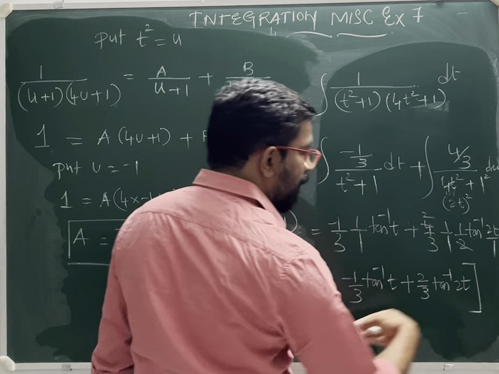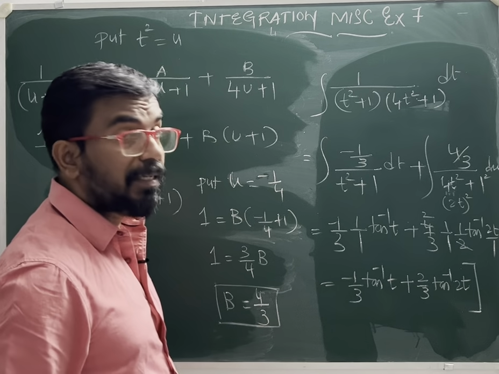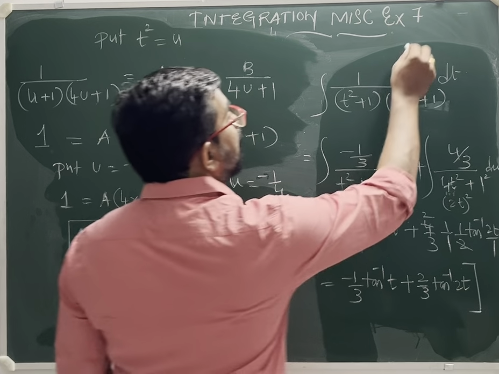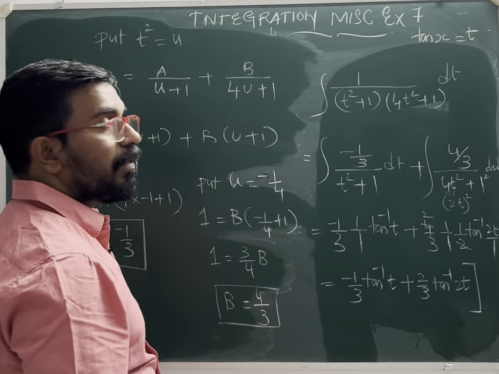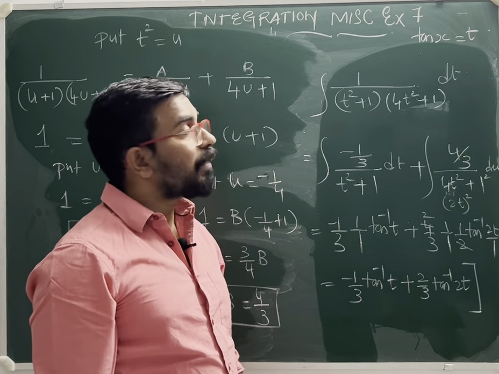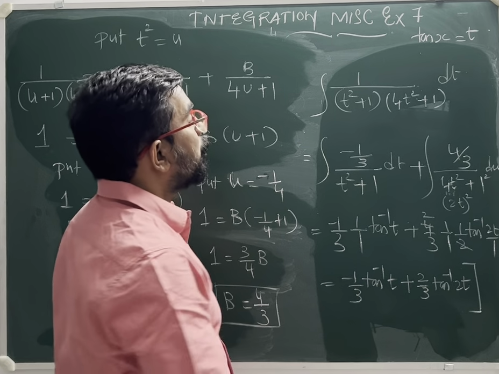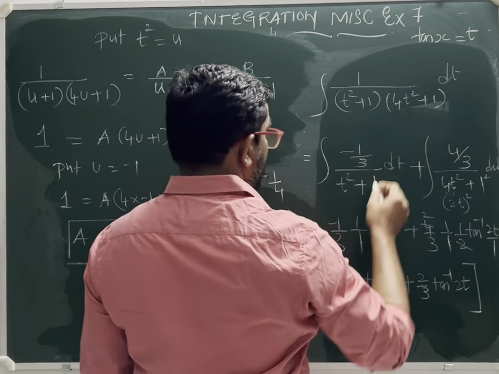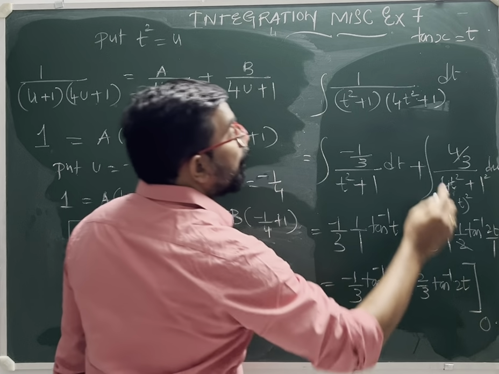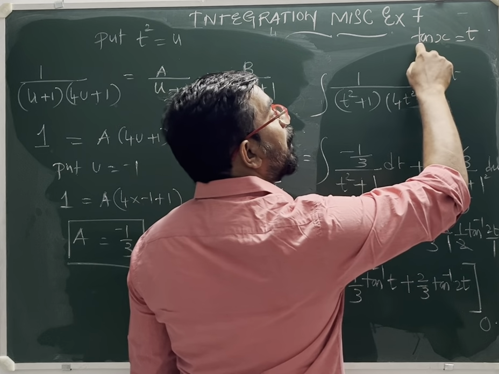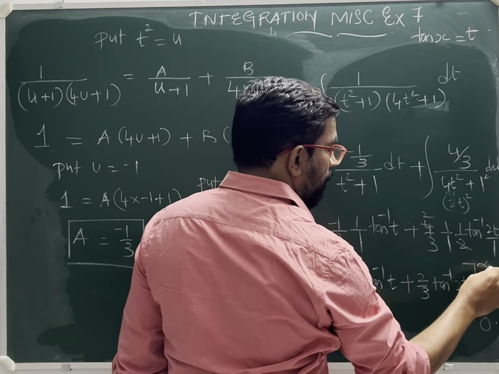Now let us apply the limit. What will be the limit? You remember for what we put as t? T was tan x. Tan x is equal to t. And what was our limit in the question? You look at the question. This limit was 0 to pi by 2. So when x is 0, t will become tan 0, that is nothing but 0. When x is pi by 2, tan pi by 2 will come. Tan pi by 2 is infinity. So this will become infinity.